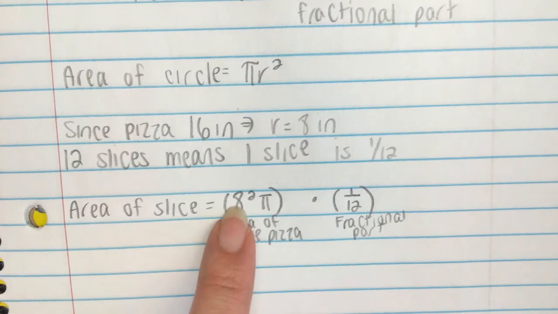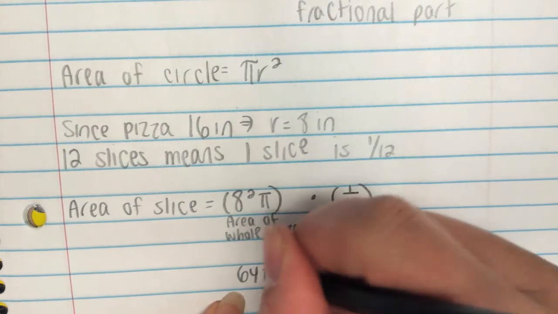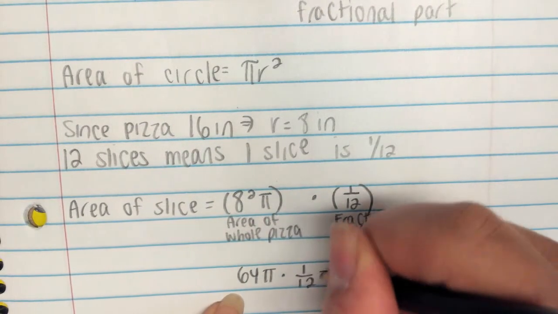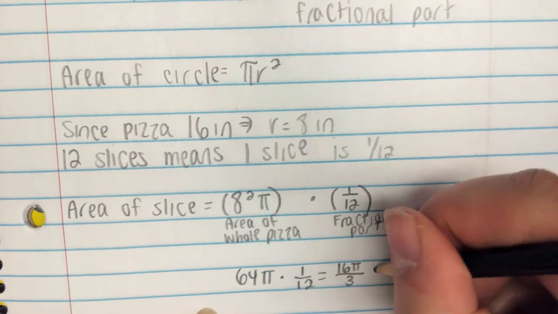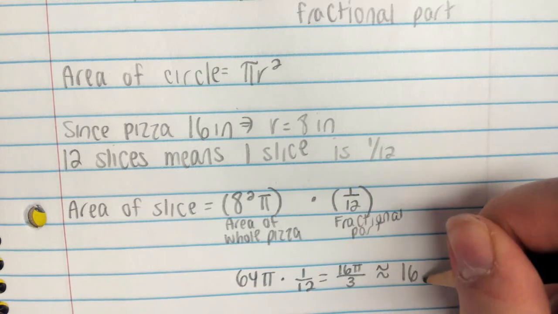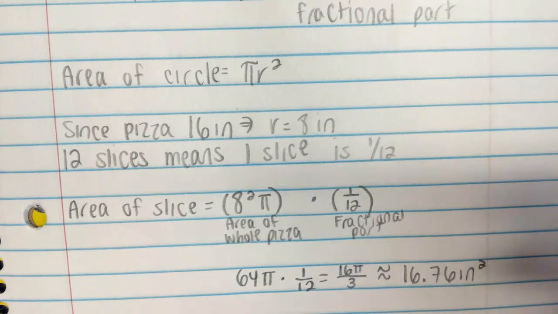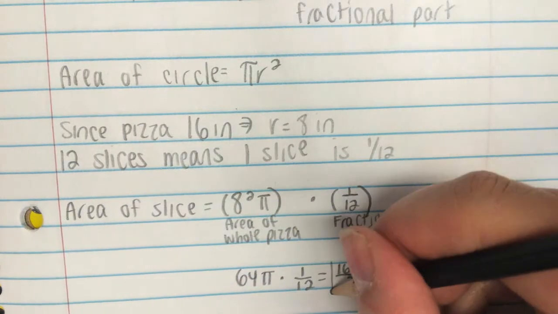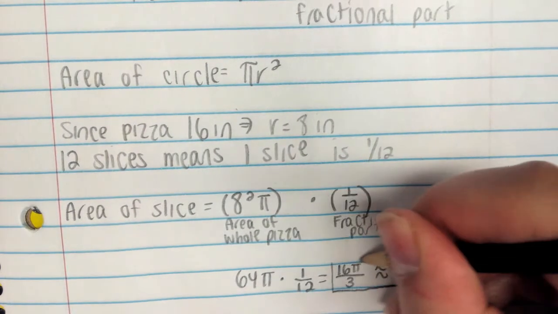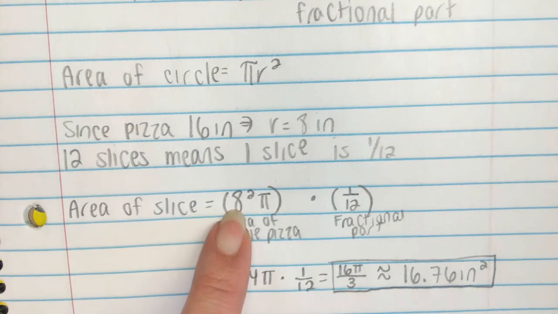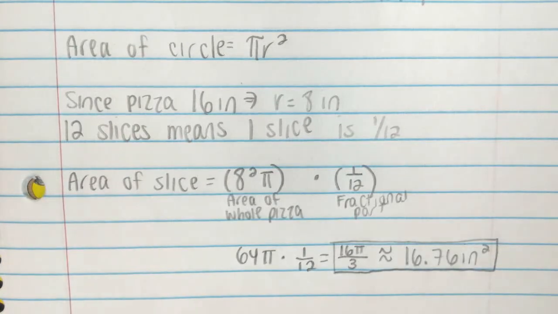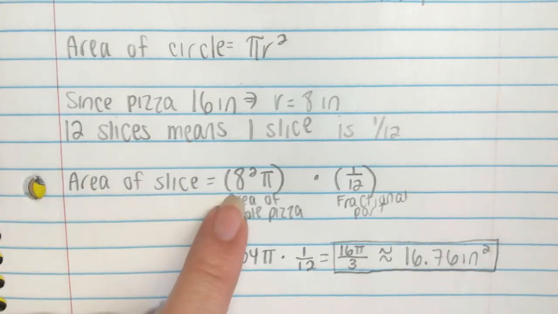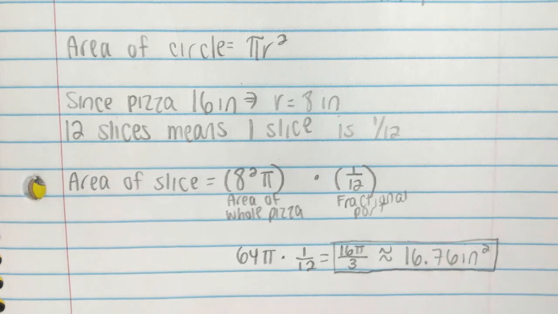And that's going to end up being, well, 8 squared is 64 pi times a 12th. That's going to simplify out to 16 pi over 3, or approximately 16.76 inches squared. Now you might be saying, hold up, where did the inches squared come from? Well, wasn't the radius in inches? And if you're going to square the 8, you have to square the inches too. The answer is yes. That's where inches squared came from. So if I really want to do this right, I should have written 8 inches in parentheses squared, so that I would then square it from there.